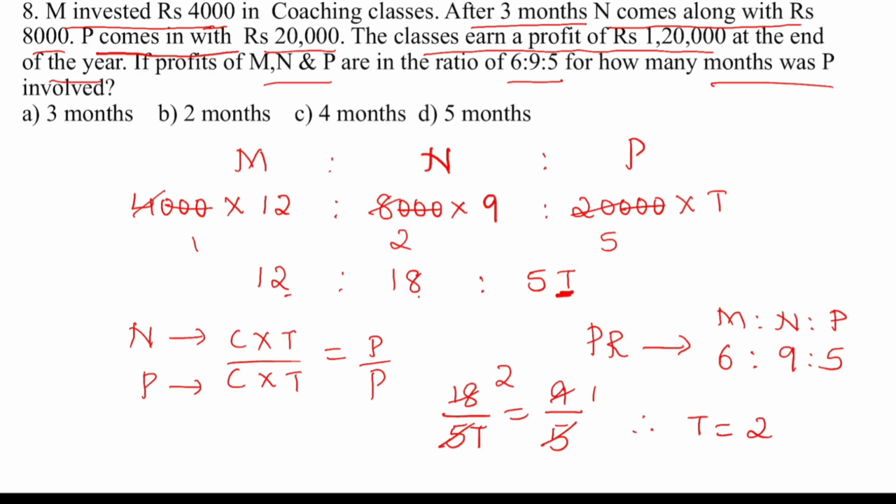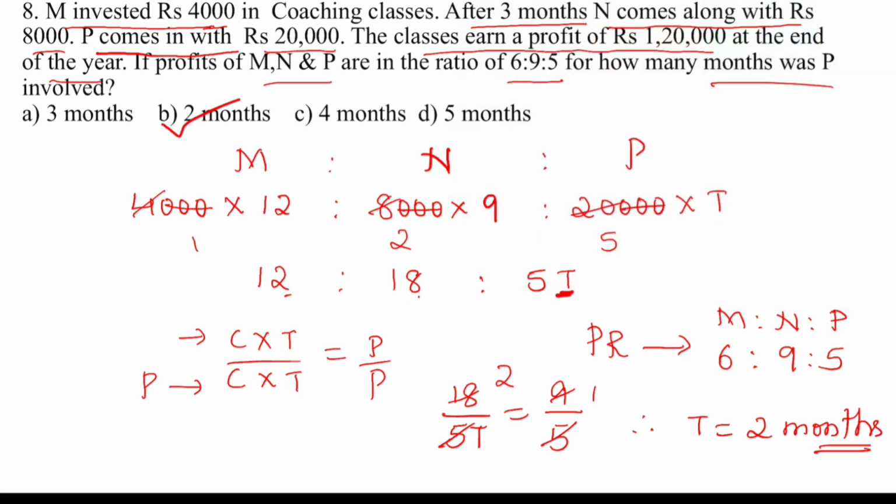So P we invested for how many months? For 2 months. Okay, P invested for 2 months. Option B is the answer. Not necessarily N only, you can take M also and try the problem.